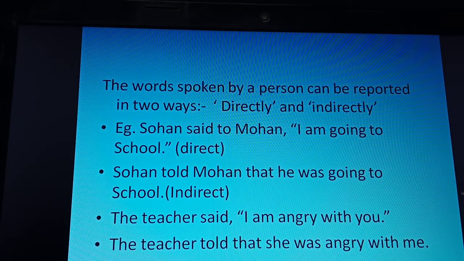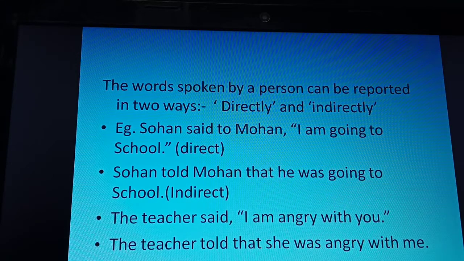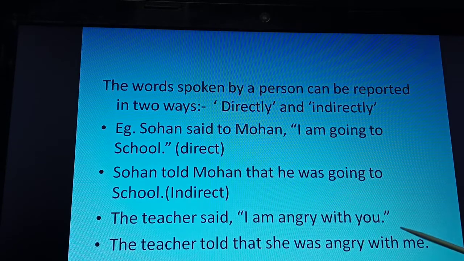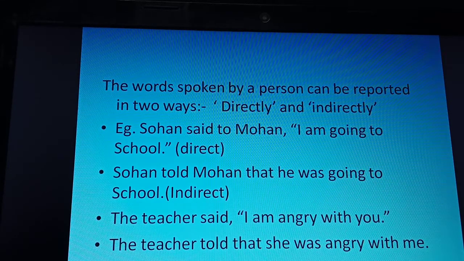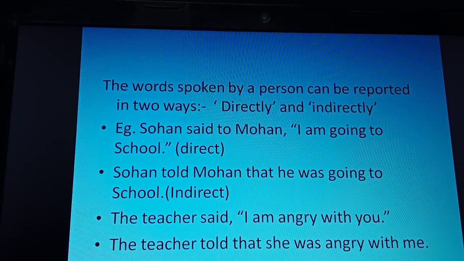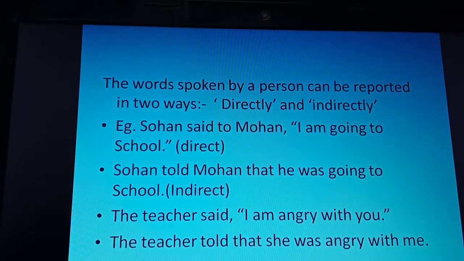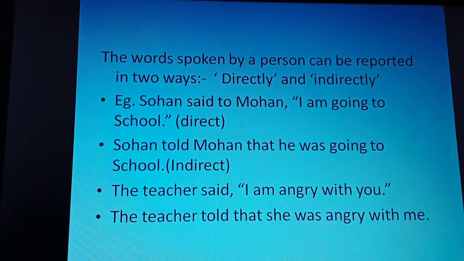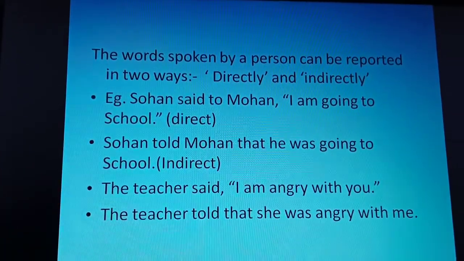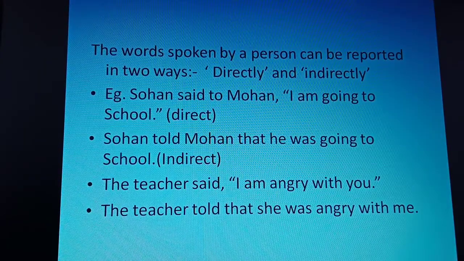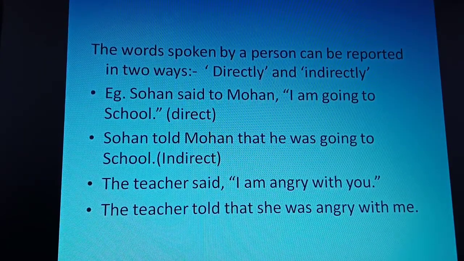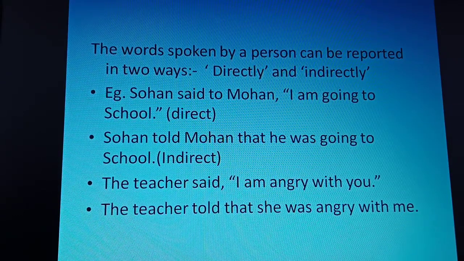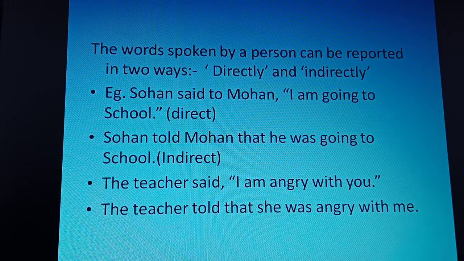One more example. The teacher said, "I am angry with you." You see comma and inverted comma are there. Suppose I am a teacher, and I got angry with you because you are indisciplined in the class, and you want to tell your mom, "Mummy, the teacher said, 'I am angry with you.'" The exact words of mine you are quoting. Understood? It's a correct sentence. It is not a wrong sentence. Same thing you can tell in a second way. The teacher told that she was angry with me. Both are correct. Is it clear?